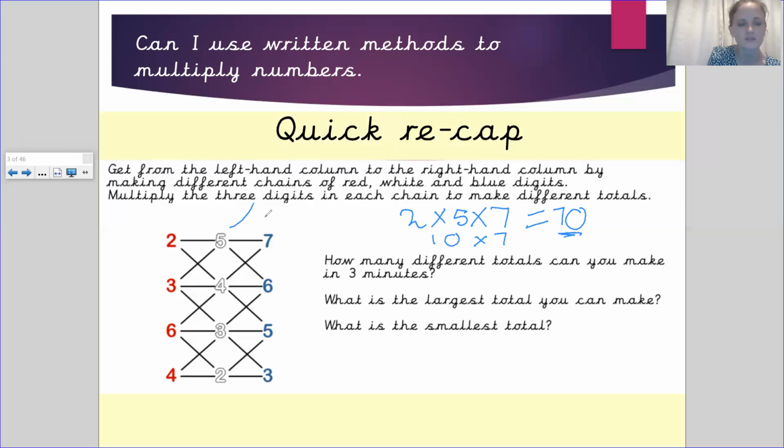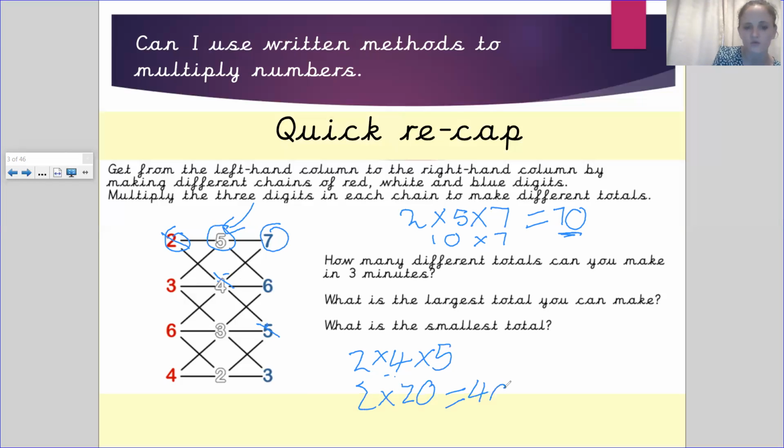So work through these over here and make sure you take one number from the red column, one from the white column, one from the blue column. We can obviously go in different orders, so I could do 2 times 4 times 5. I've used that one, and that one, and I can work this out by going 4 times 5 is 20, 2 times 20 is equal to 40. You could also do 2 times 4, which is 8, and 8 times 5 is 40.